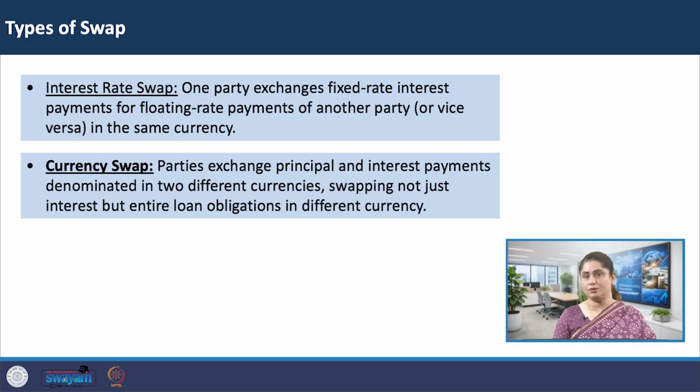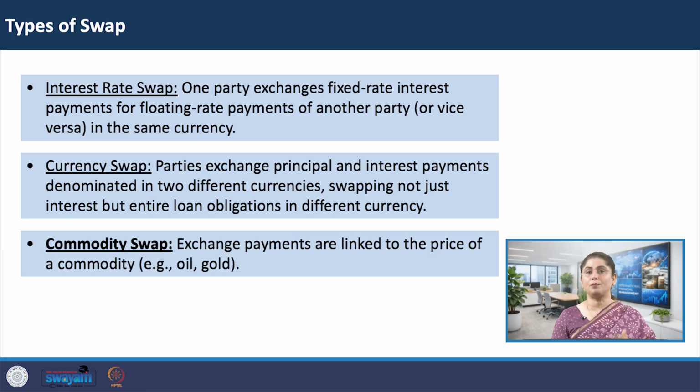Second, and the most relevant to our lecture today, is the currency swap. Here the two parties exchange both principal and interest payments, but denominated in two different currencies. So you are not just swapping interest, you are swapping entire obligations in different currencies. Third, we have the commodity swap, where cash flows are linked to the price of a commodity, like oil or gold. These are commonly used in the energy and metal industries.